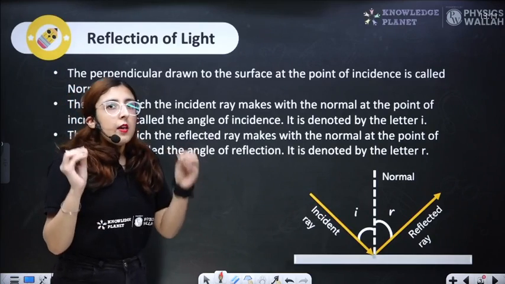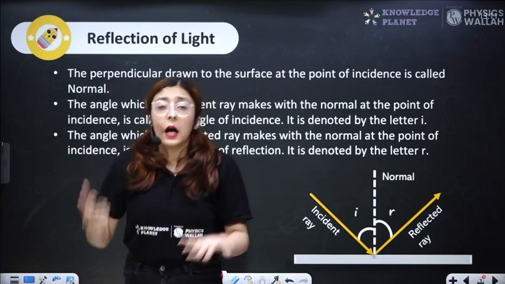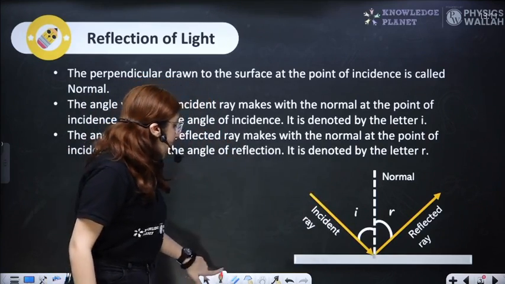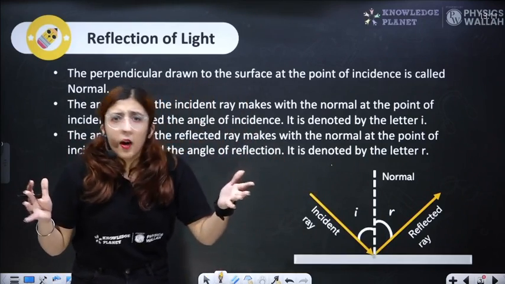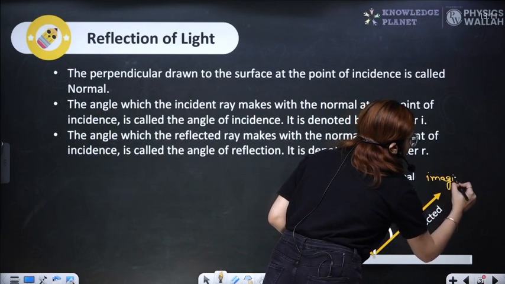Now this is a major doubt that I feel kids actually encounter, that yes, normal is there. No kids, normal is your imaginary. When I am talking about anything imaginary, it is not actually there. So normal is your imaginary perpendicular.